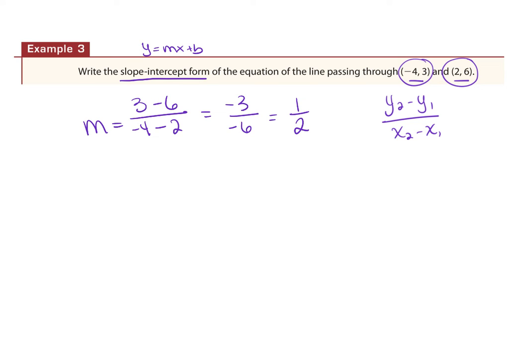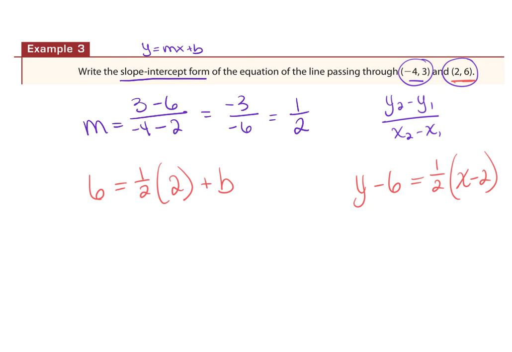but I have to use one or the other method. So you can either use your y equals mx plus b to solve for b, or you can use your point slope: y minus your y1 equals m times x minus your x1. All right, either one. Whatever you do, you need to solve for it.